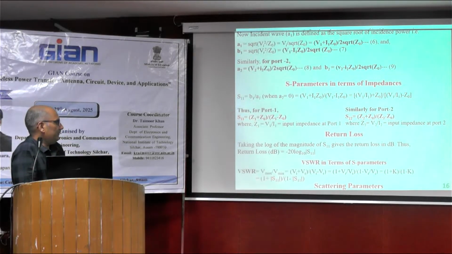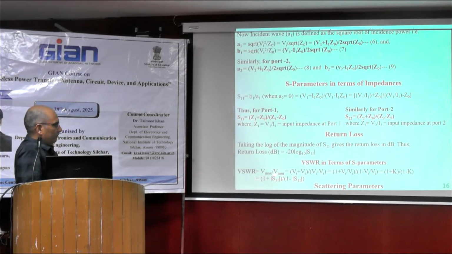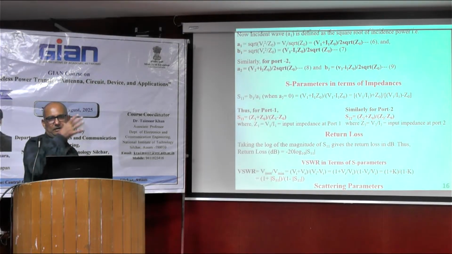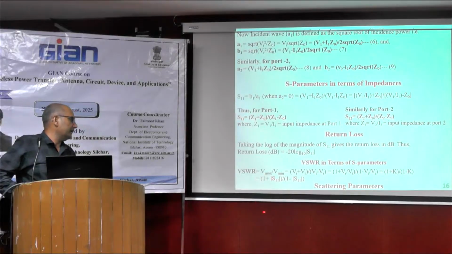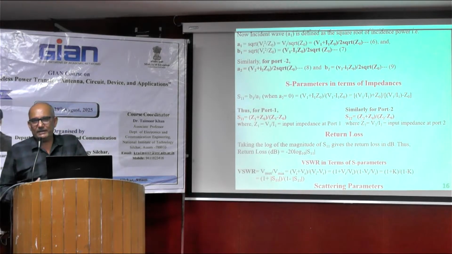VSWR in terms of parameters is Vmax upon Vmin. Vmax is nothing but the summation of these two, and Vmin means the difference of these two. Everything is given to you: 1 plus k upon 1 minus k, where k is the reflection coefficient, and k may also be the mod of S11. S11 is the input reflection coefficient. Taking mod, ultimately you are considering the real part of that one. Otherwise, the inherent behavior of S11 will be complex. When we consider the magnitude, then we always take the mod of that quantity.